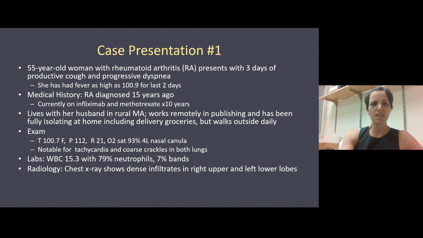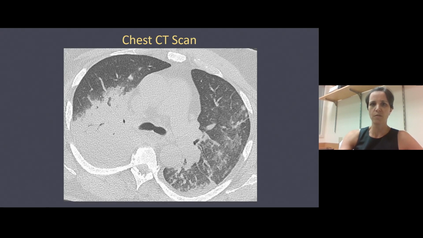On exam, she's febrile and tachycardic, and she requires a decent amount of oxygen. She has crackles in her lungs. She has a leukocytosis with a left shift. Her chest x-ray shows dense infiltrates in the right upper lobe and left lower lobe, so it's multifocal. And this is a representative picture where you can see the infiltrate in her right lung.